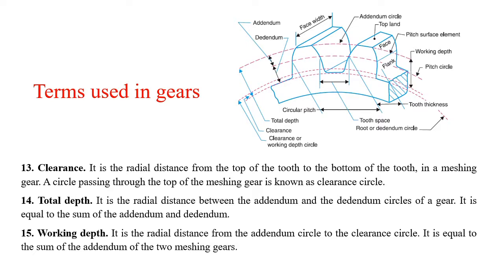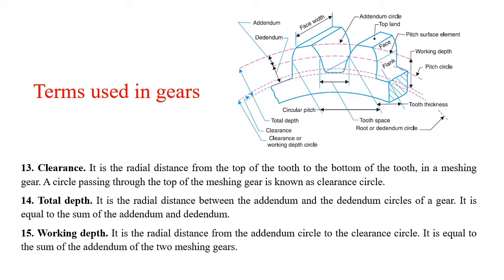It is the radial distance from the top of the tooth to the bottom of the teeth in a meshing gear. A circle passing through this top of the meshing gear is known as a clearance circle. Now there is one clearance distance, and the circle passing through all this clearance distance along the gear's teeth is known as a clearance circle.